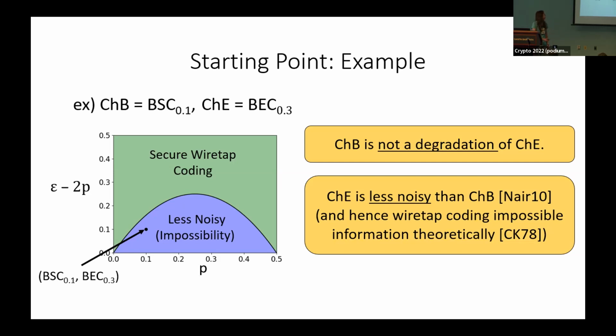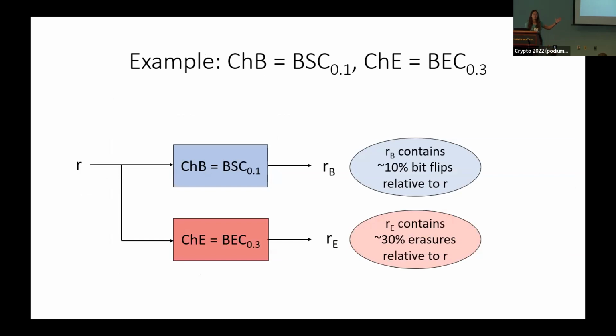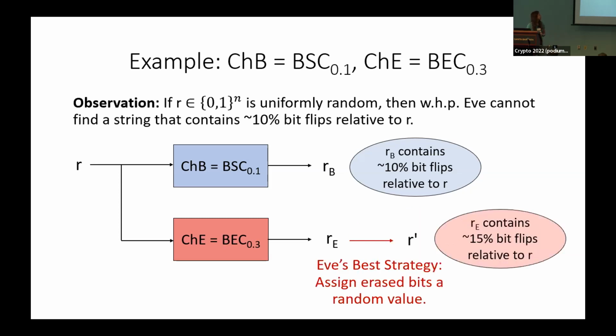Okay, so just to characterize these channels, suppose you send a random message R across both channels. Then Bob should get something with 10% bit flips, and Eve should get something with about 30% erasures. One thing to note is that because we don't have degradation, it's difficult for Eve to emulate Bob's output. If we asked Eve to create something with 10% bit flips, she can't, because Eve's best strategy is just to assign each erasure a random bit, which gets about 15% bit flips. And therefore, she can't emulate this 10% bit flips.